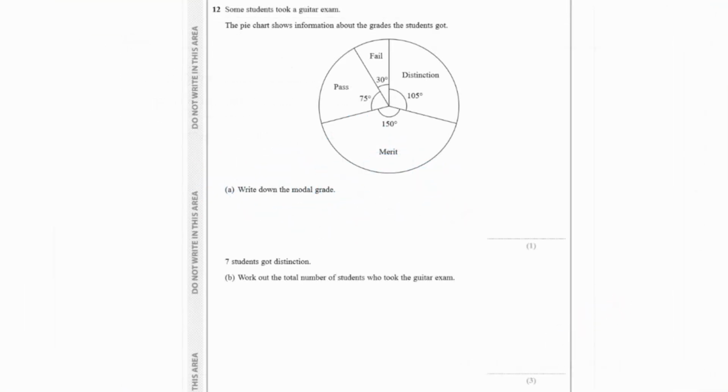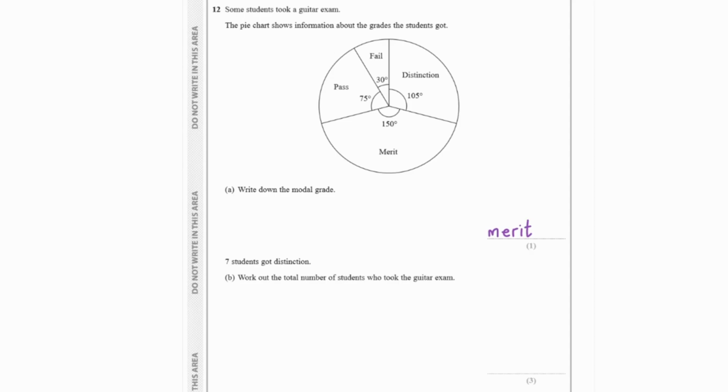Question 12. Some students took a guitar exam. The pie chart shows information about the grades the students got. Part A, write down the modal grade. The modal grade simply means the grade which the majority of the students got, meaning the one that appeared the most, and for that we can see that 150 degrees is the biggest angle, which represents merit, and therefore the modal grade would be merit.